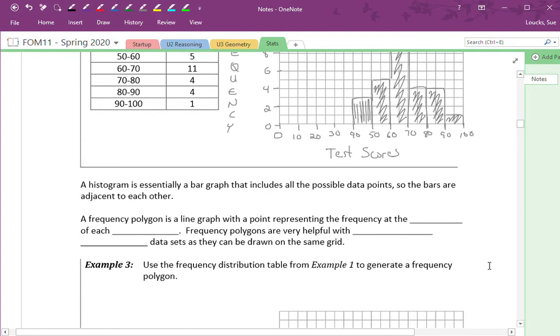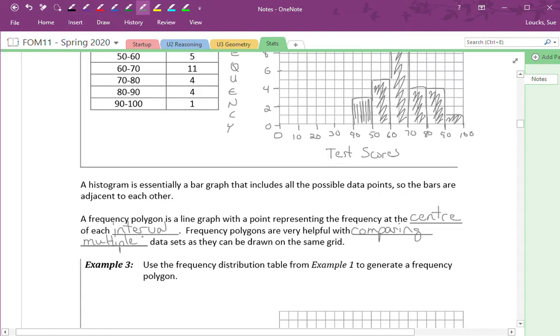A frequency polygon is a line graph with a point representing the frequency at the center of each interval. Frequency polygons are very helpful with comparing multiple data sets, because you can draw them on the same grid. You just lay them one on top of each other.